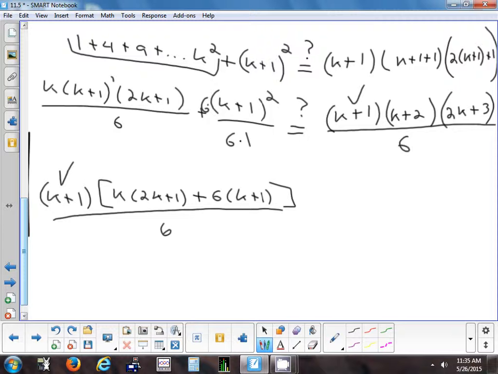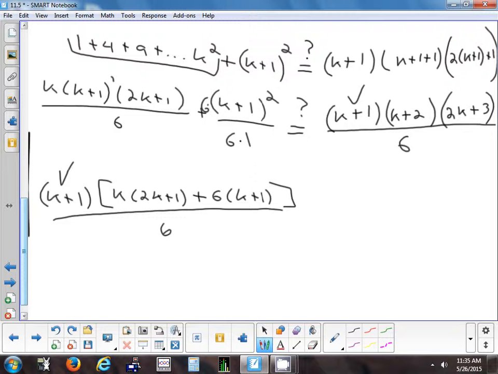So now it's just a matter of, can we make all of this come out to k plus 2 times 2k plus 3? That should be pretty simple. Just distribute this out, it'll become a quadratic, and then see if it factors as k plus 2, 2k plus 3. And then we're done. But don't mess with this. You've got the k plus 1, you've got the k plus 1, leave it. See if we can get the rest of it.